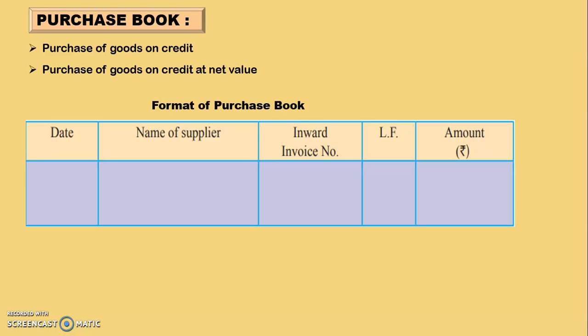So students, remember, if there are any cash purchases of goods, they are not recorded here. If any asset, stationery is purchased on credit, even that is not recorded here. So we record only credit purchase of goods in purchase book. Now let's take some examples here.